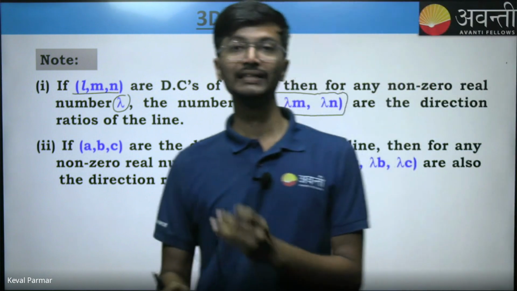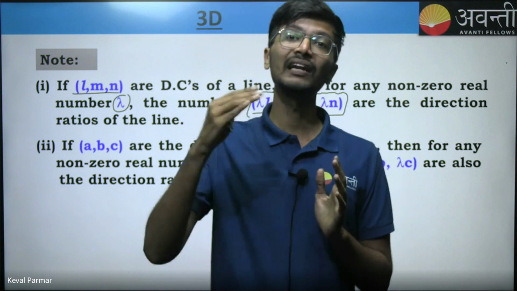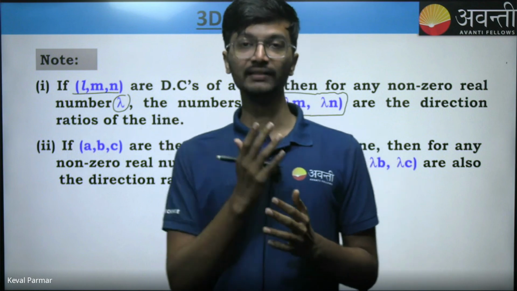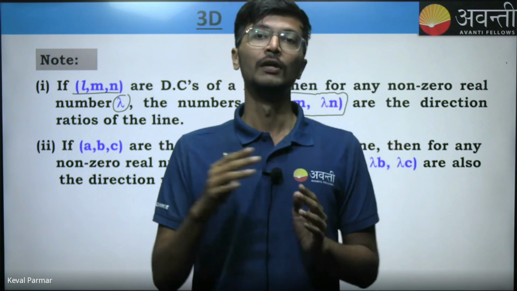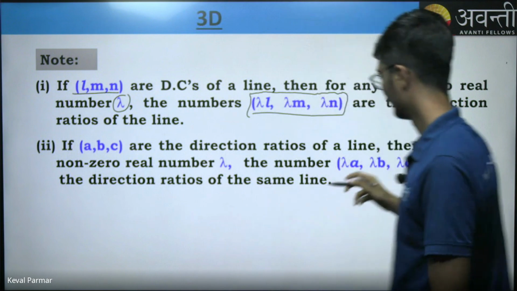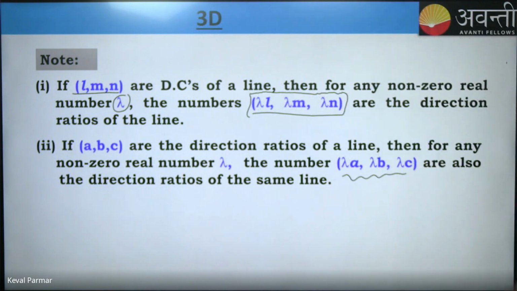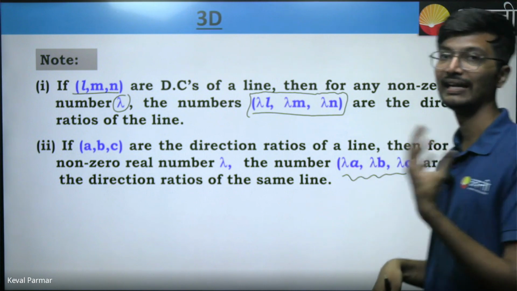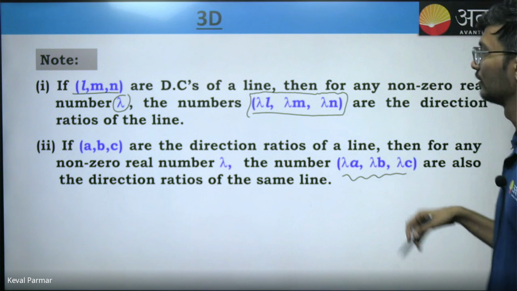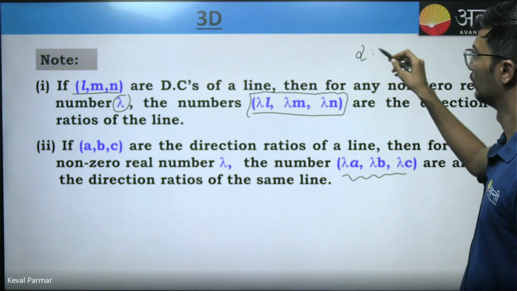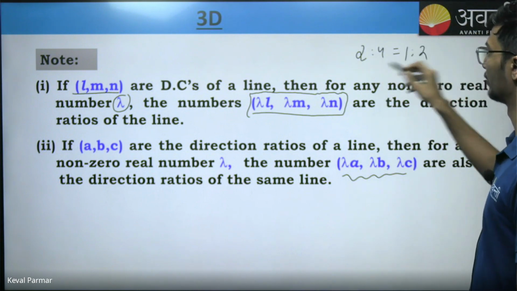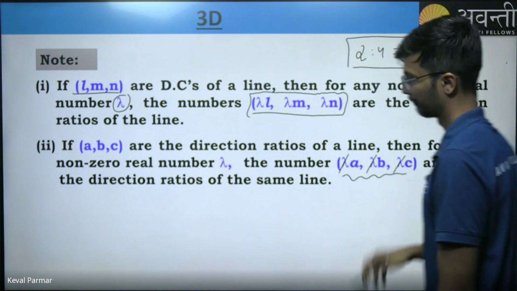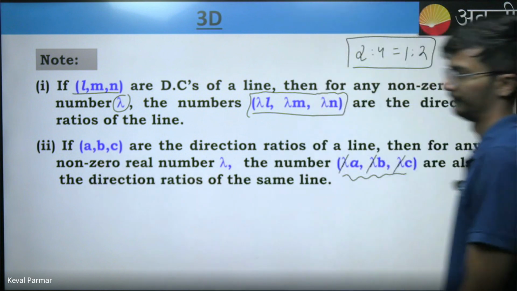One more thing, as we know, these are direction ratios. That means they are ratios. And we know that in a ratio, we can divide and get it into the simplest form. So similarly, if I have been given lambda a, lambda b, lambda c as direction ratios, then I can divide by lambda because they are ratios. For example, 2:4 is the same as 1:2. Why? Because these are ratios. Similarly, I can cancel out lambda and I'll get a, b, and c.